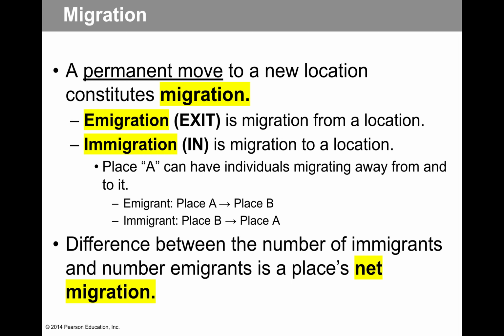The difference between the number of immigrants and the number of emigrants is the place's net migration. So if a country has more immigrants than they have emigrants, they have a net in migration. If a country has more people leaving the country, emigrants, than they have people coming in, immigrants, then they have a negative net migration.